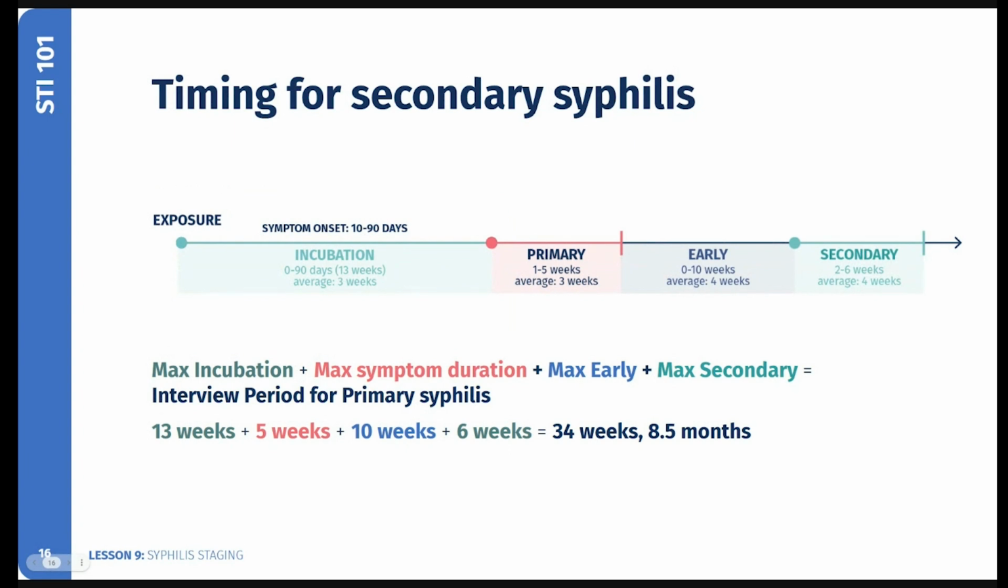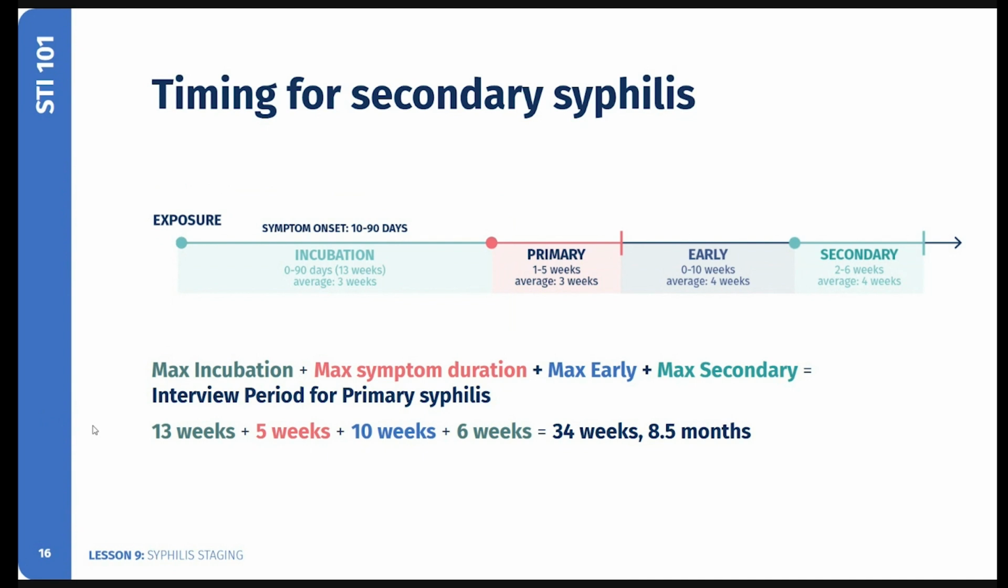Now let's discuss the timing of secondary syphilis as it relates to your partner elicitation interviews. Secondary syphilis typically occurs 3 to 6 weeks after the primary lesion, but it is possible to have the primary symptoms overlap with the secondary symptoms. So we are now somewhere between 1 and 6.5 months after exposure. Though on average, secondary syphilis will start 2.5 months after exposure.